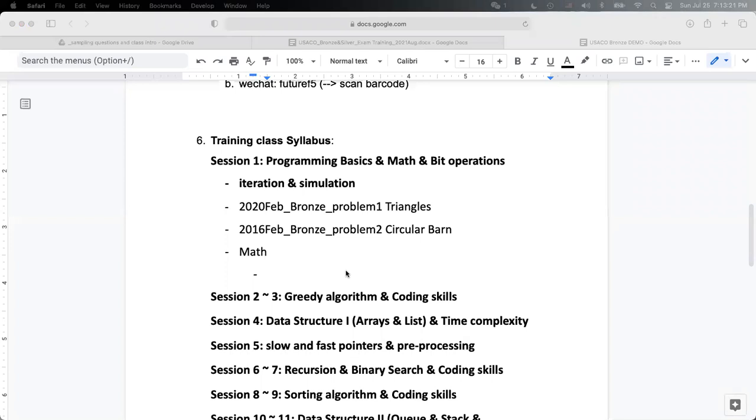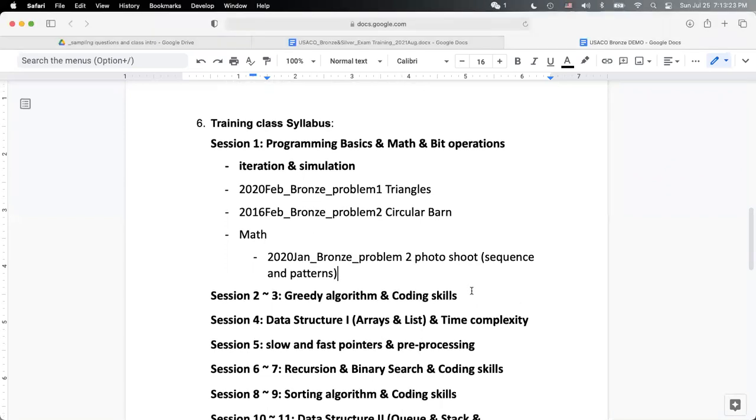So what I mean by math is, think about what math is about. Greatest common divisor, that's one type of math. But there's a certain kind of math problem that tries to find and define the pattern, for example, between sequences, the so-called sequences and patterns.